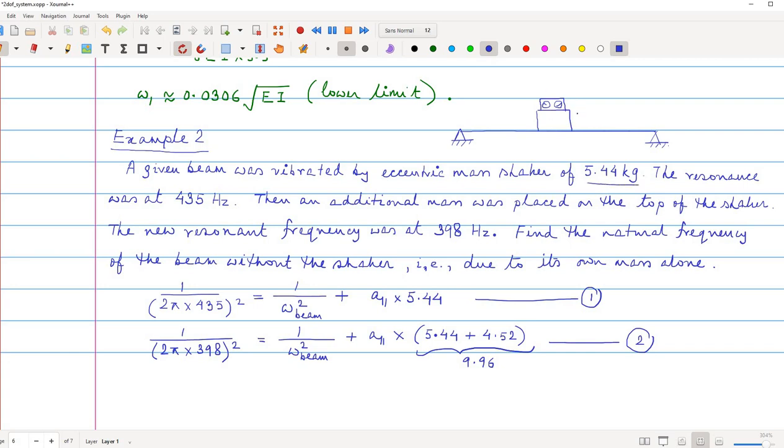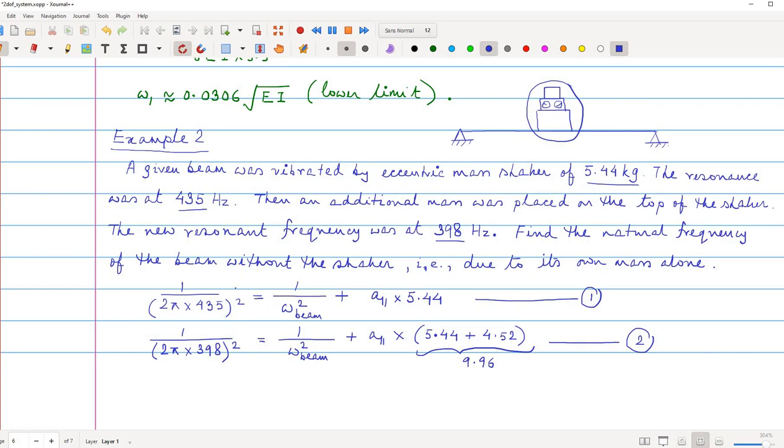So this mass is 5.44 kg and the resonance was at 435 Hz. Then what happens? An additional mass was placed on this, and the new resonant frequency was at 398 Hz. Find the natural frequency of the beam without the shaker, that is, due to its own mass alone. That means if you remove this whole thing, then what is the natural frequency of the beam?